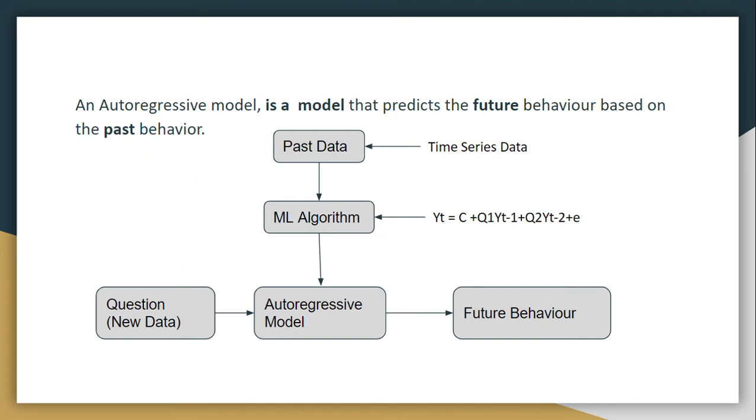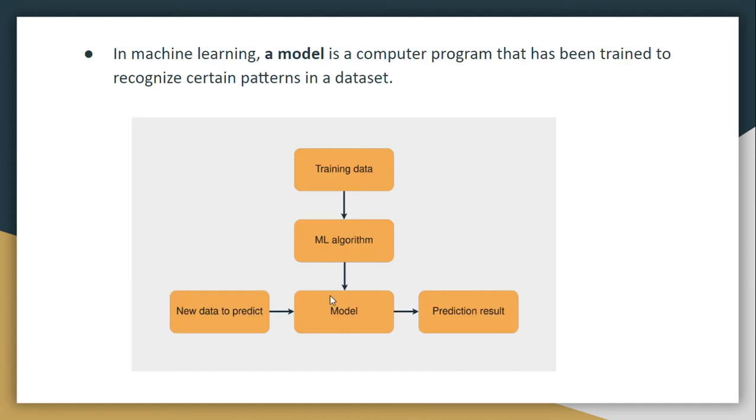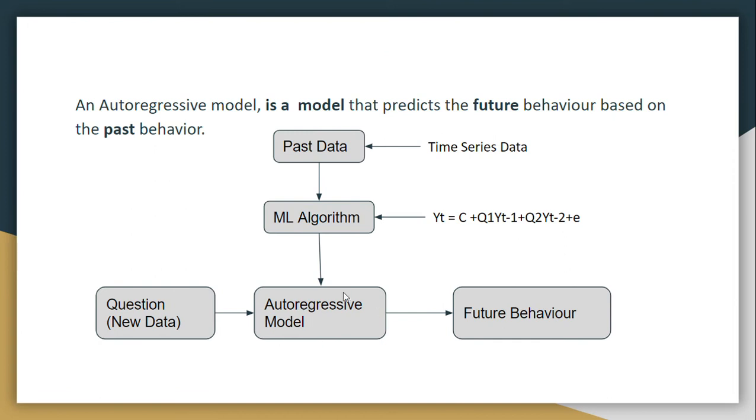In this case, we will know the past behavior in the form of past data. If you look at this diagram, it is similar to the previous diagram that I showed. This is where the model is, and in this case, our autoregressive model is here. We have our past data and the algorithm, and we train the algorithm using this past data to form this autoregressive model. Then we can give it new data, which can be, for example, a question, and it can give us the future behavior of that particular circumstance that we are investigating.